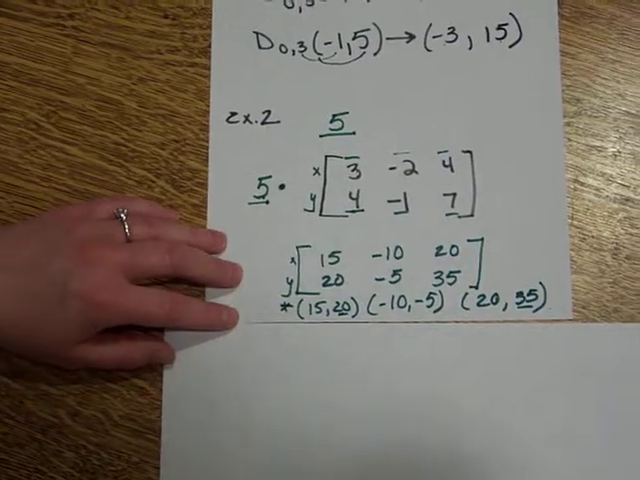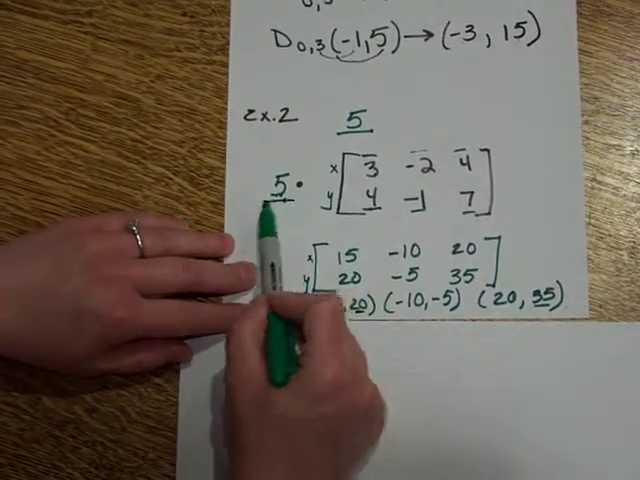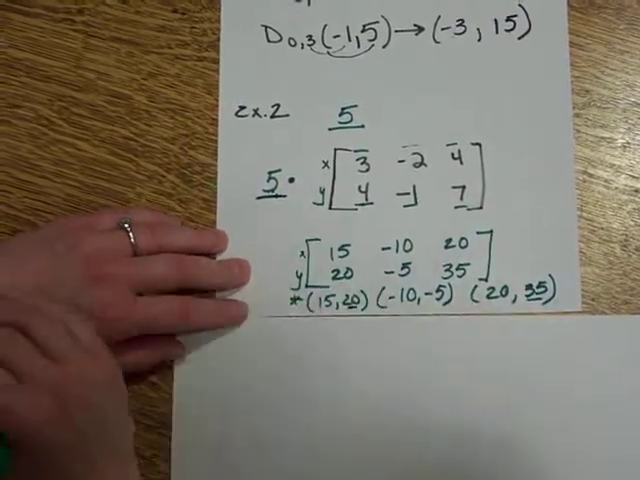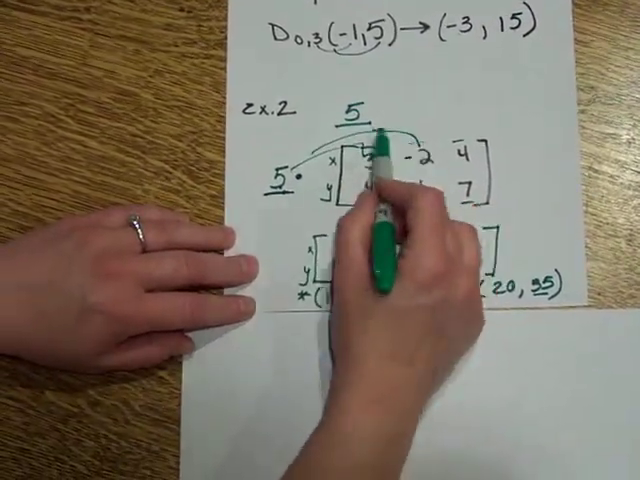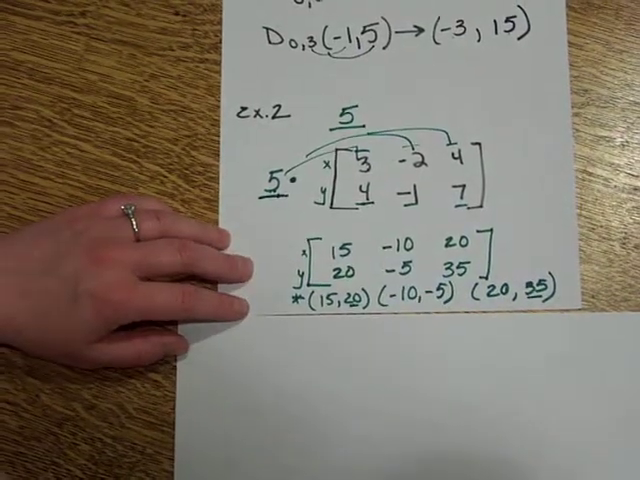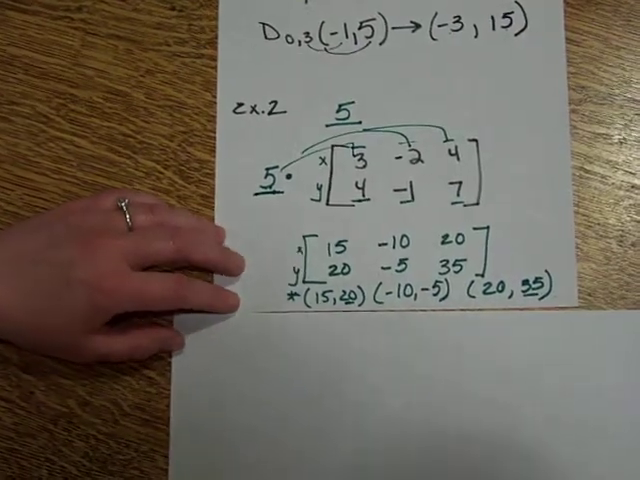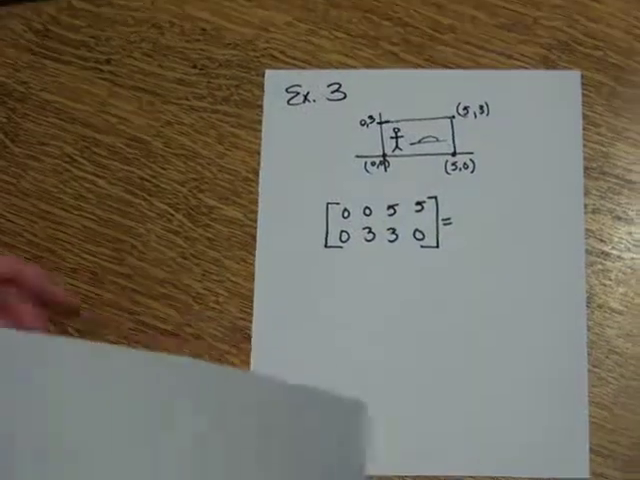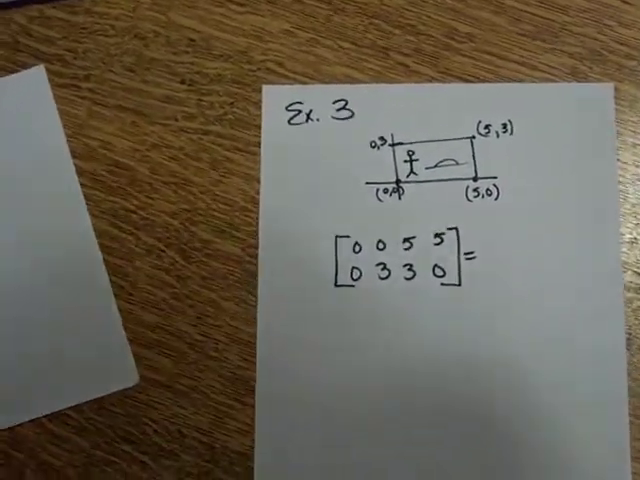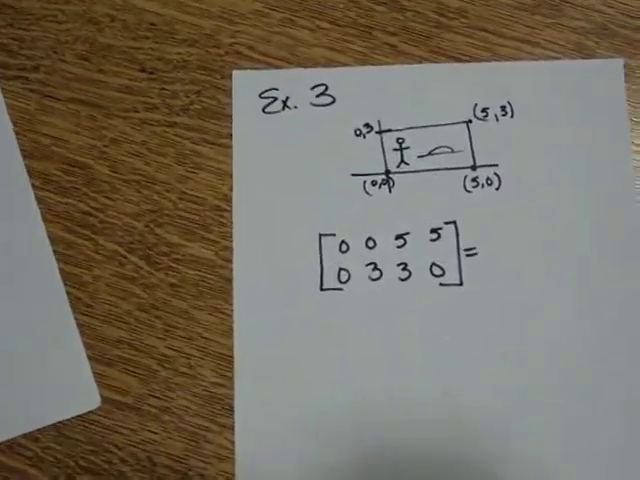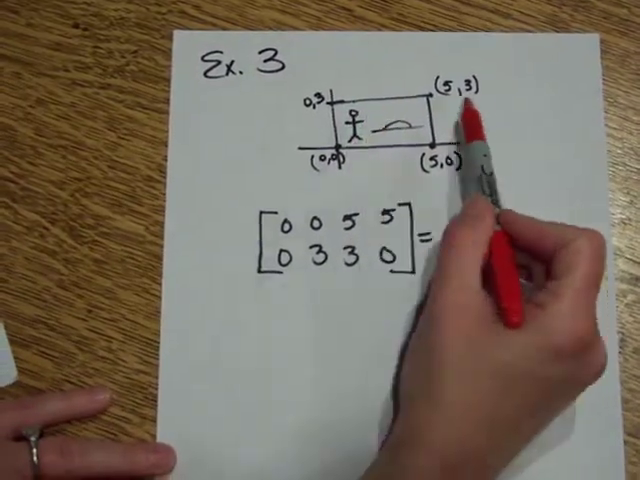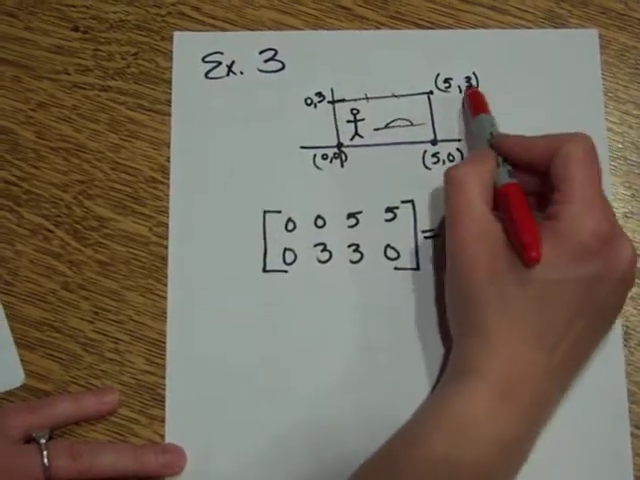The new coordinates. And it's very simple to multiply a dilation factor or a scale factor here to a matrix. We're just simply multiplying it to every single term inside. Every single number inside. Let's look at example 3 now. Example 3, they give us a little bit more complex of a problem. They're asking us multiple things.